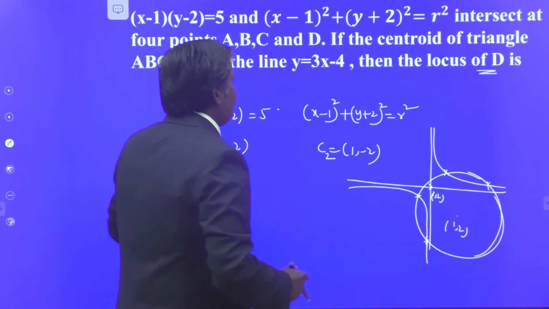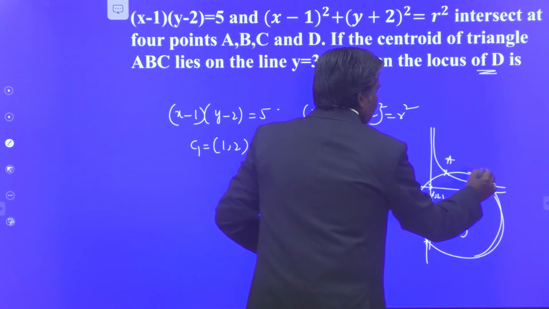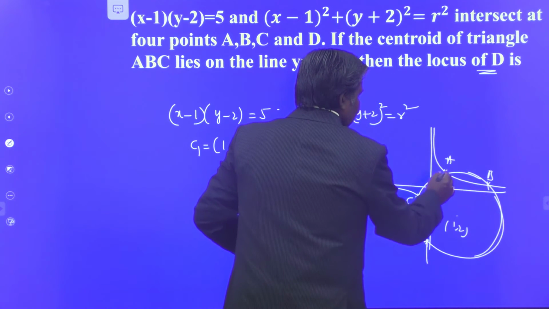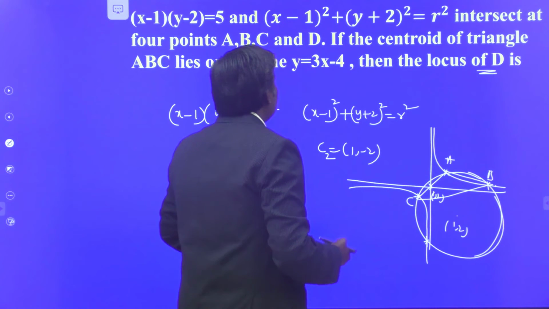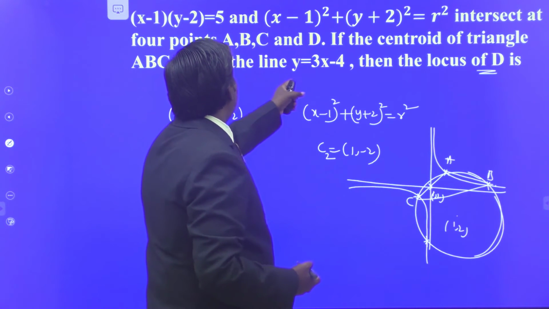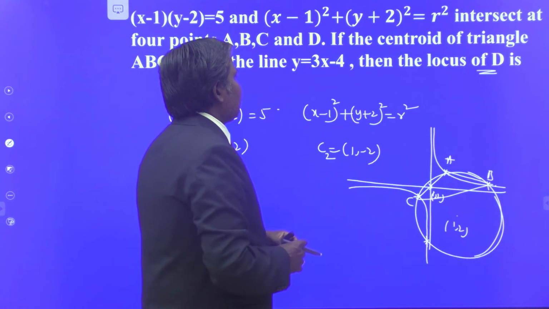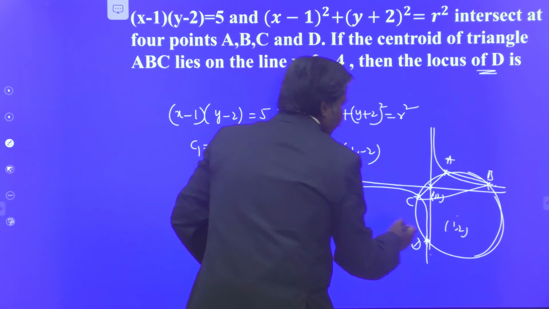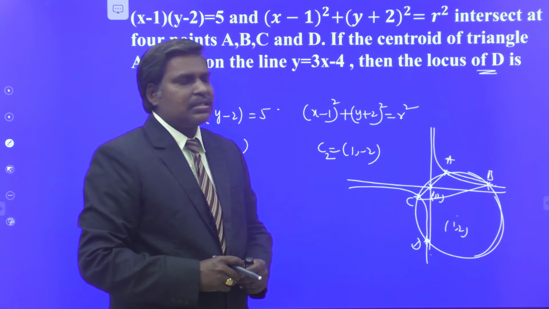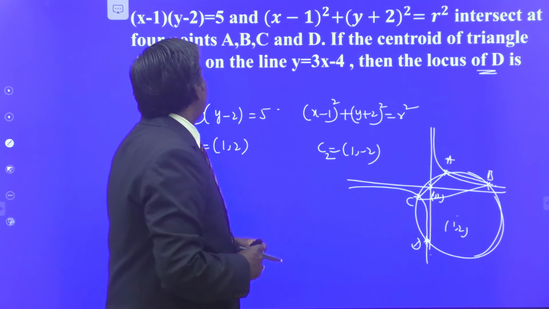Now ABC is the triangle, say. This is A, B and C, say. This is the triangle ABC. Understand? Now the centroid of the triangle lies on y is equal to 3x minus 4. We have to find the locus of this point D.